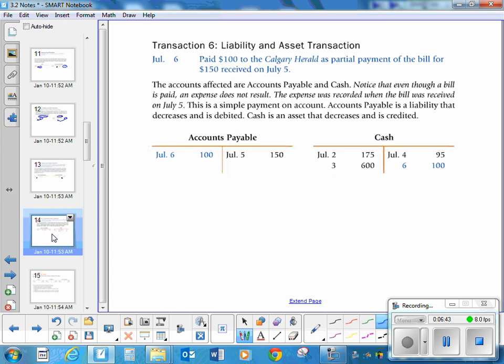Another transaction, paid $100 to the Calgary Herald as partial payment of the bill for $150 received on July 5th. So you've done ones like this before. Your accounts payable, you are paying $100, so it's decreasing. And your cash is also decreasing.